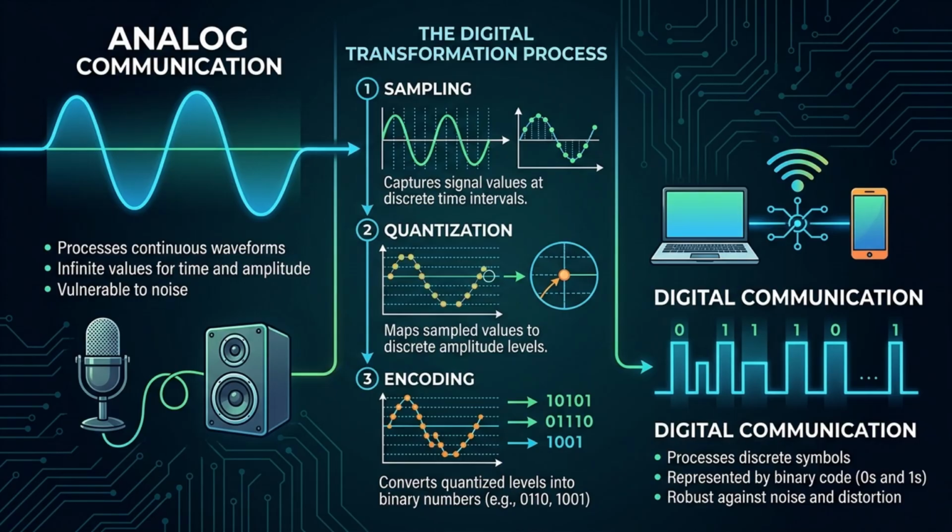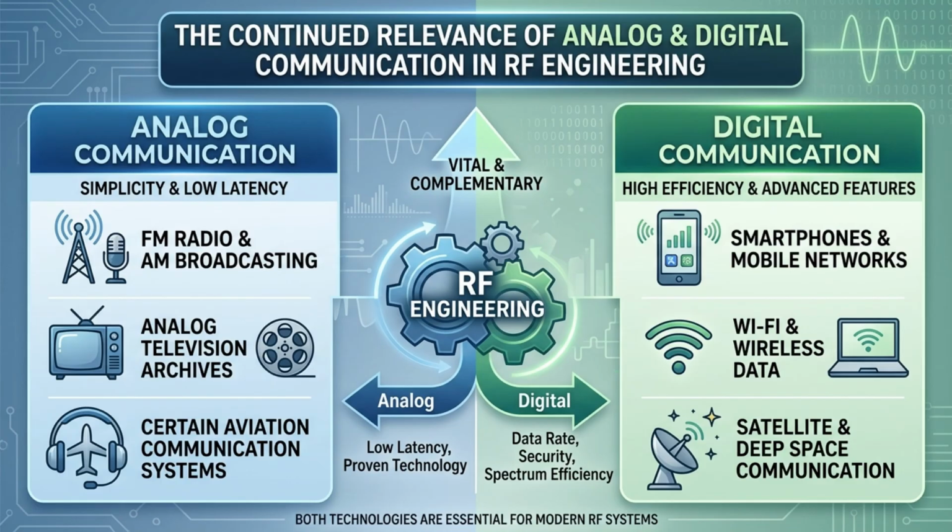Mathematically, analog communication processes continuous time, continuous amplitude signals, while digital communication processes discrete symbols represented by binary numbers. Digital systems rely on sampling, quantization, and encoding to transform analog information into digital form. Both analog and digital communication remain extremely important in RF engineering.